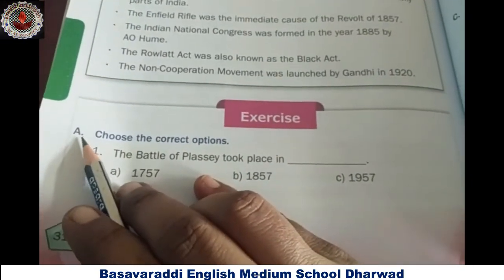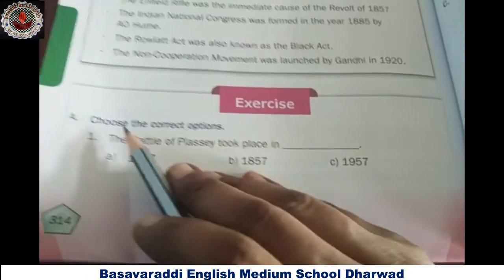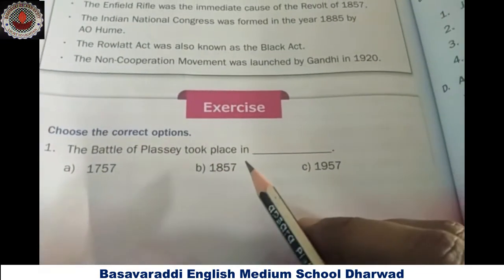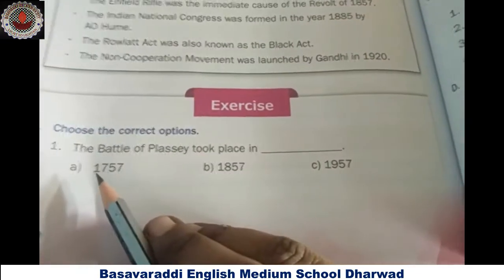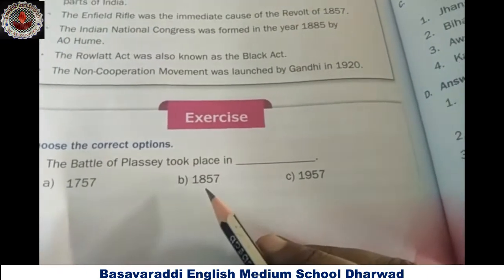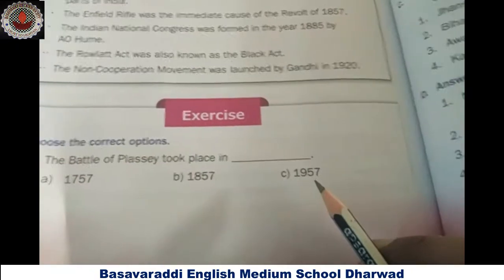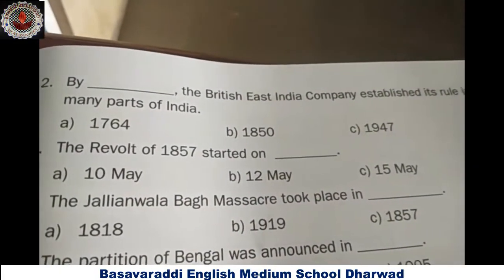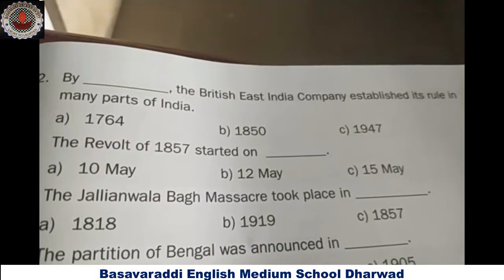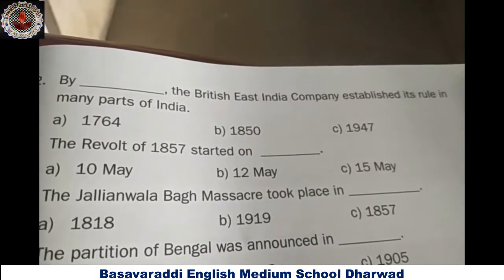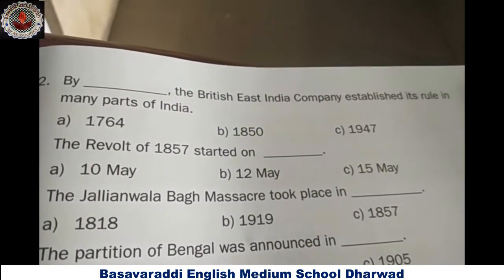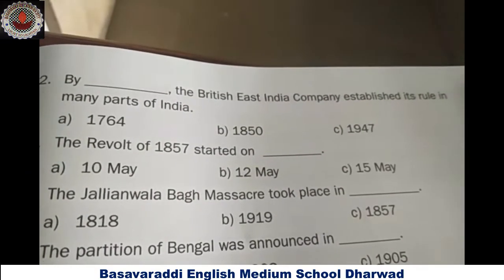Main question A. Choose the correct options. Question number 1. The Battle of Plassey took place in the year: options 1757, 1857, 1957. Which is the right option here? 1757. The second question: by dash, the British East India Company established its rule in many parts of India. Options 1764, 1850, 1947. Which is the right option?